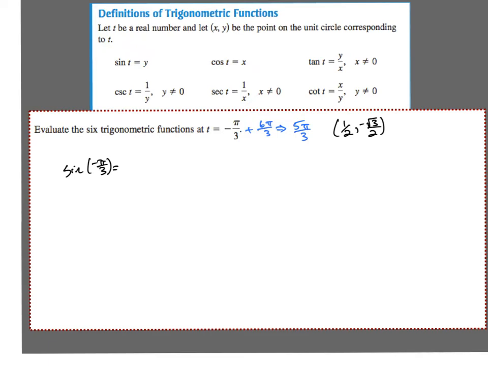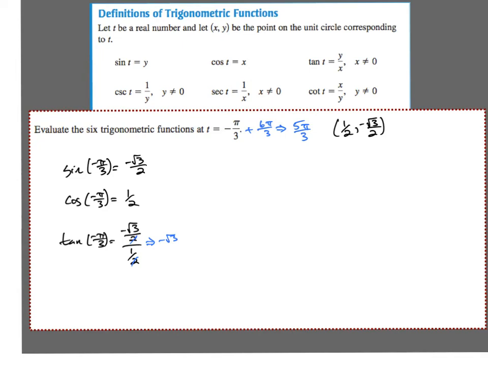So sine deals with what? The y. So what do we get? Negative square root 3 over 2. And then cosine deals with the what? The x. So what's my x? 1/2. And then tangent deals with what? My y over x. So I have negative square root 3 over 2 over 1/2. But what happens? The 2's cancel. So what am I left with? Negative square root 3.